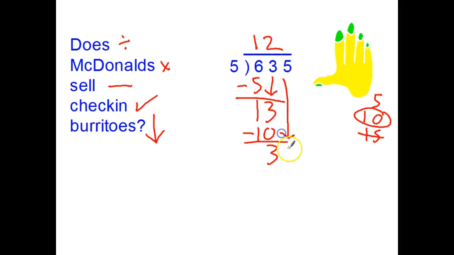Bring down my 5, and now I have how many 5's in 35? So like 5, 10, 15, 20, 25, 30, 35. Oh, there it is, right on the nose. 1, 2, 3, 4, 5, 6, 7 of them. 7 times 5 is 35. Nothing left.